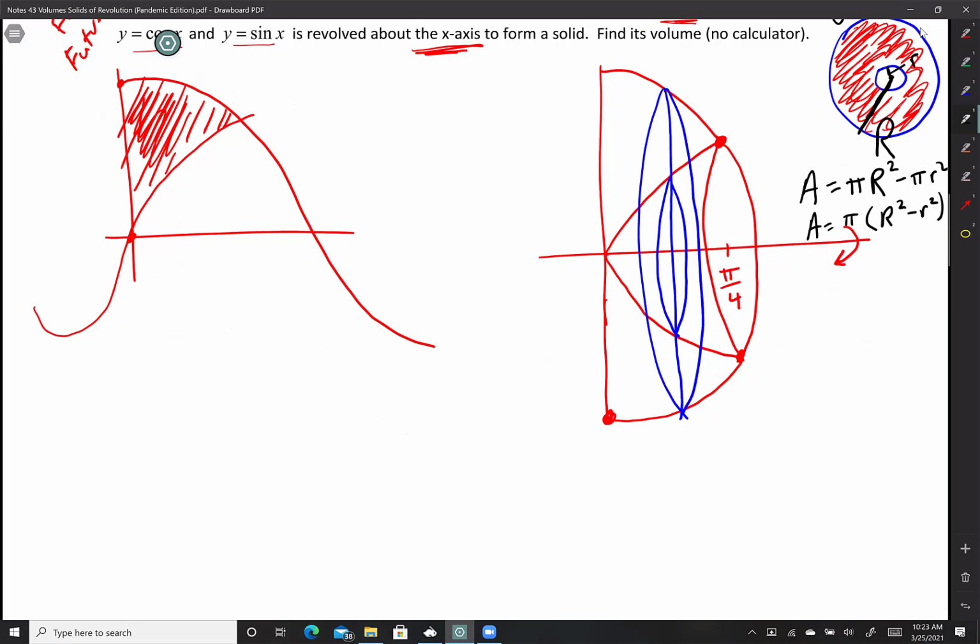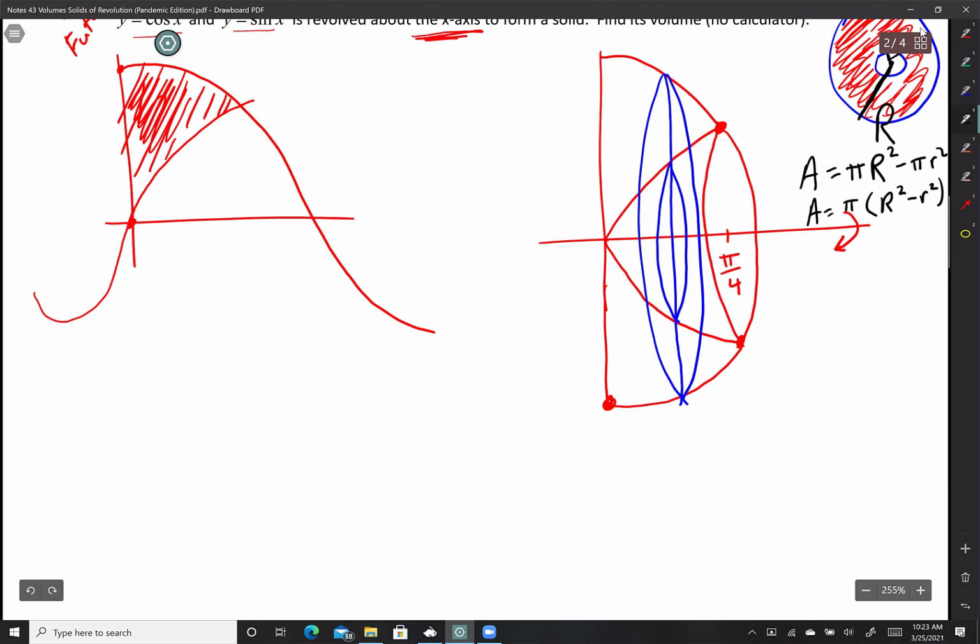If you're at pi over 4, you have nothing. If you're at x equals 0, you technically have a circle, but it's like a circle minus a radius of 0, so it's your pi r squared anyways. So how do I find the area? Not the area, the volume. So here we go. I'm going to write, let me put it in red.